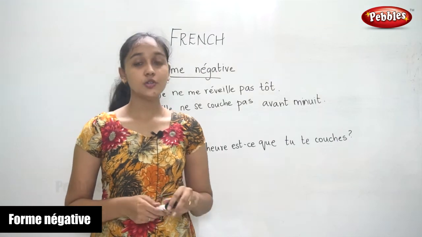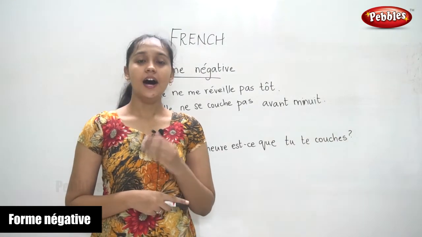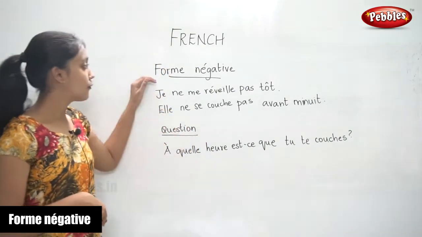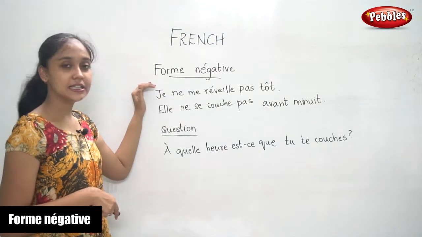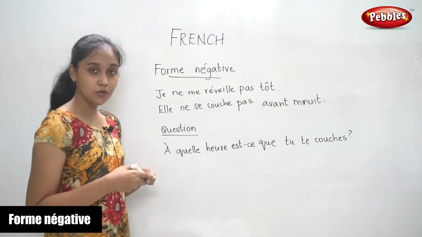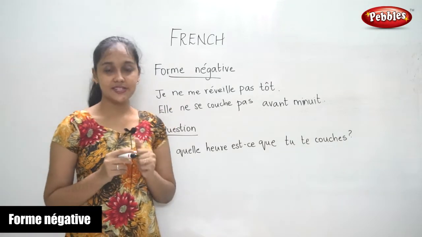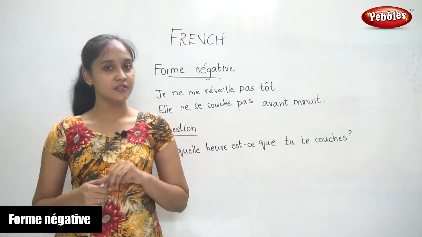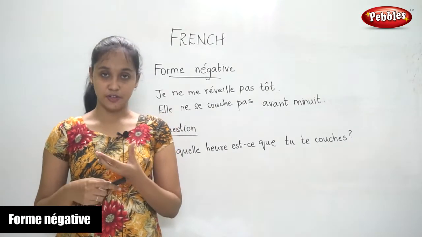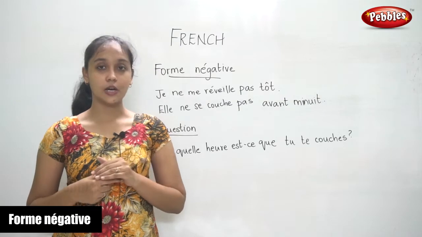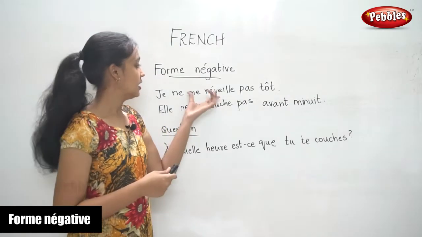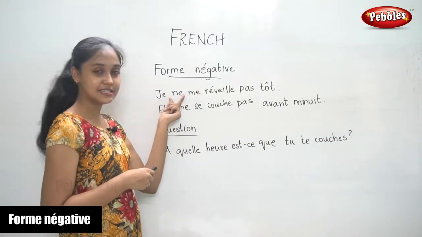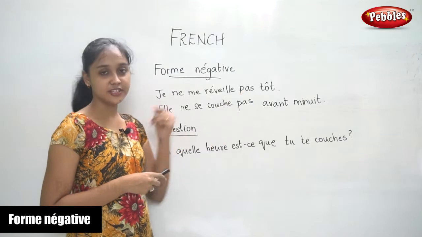Now that we know how to conjugate it, let us see how these verbs appear in the negative form. Now, you know that for a negative sentence, we add ne before and pas after the verb. In this case, we have the verb and the reflexive pronoun, so they are taken as one. So, ne appears before the reflexive and pas comes after the verb.